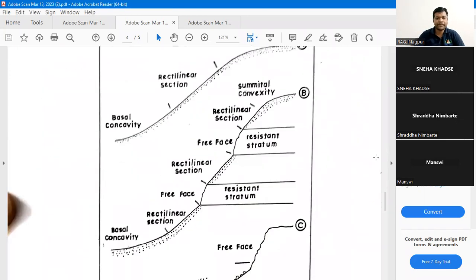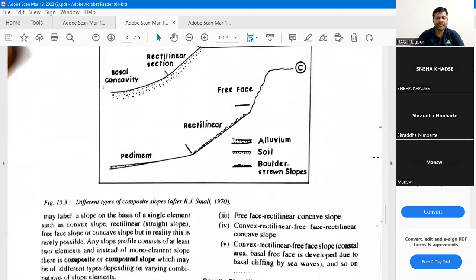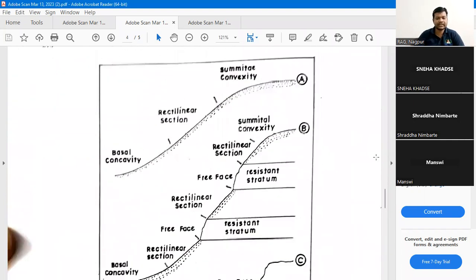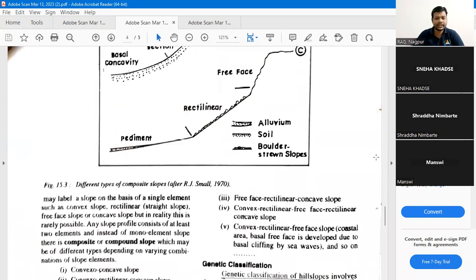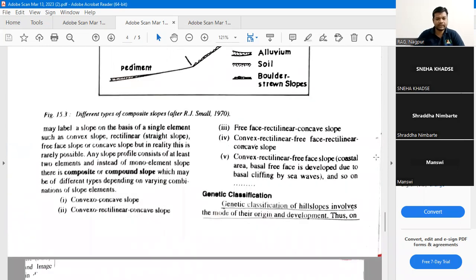So these are nothing but all these elements which are given over here. Okay, you can have a look.